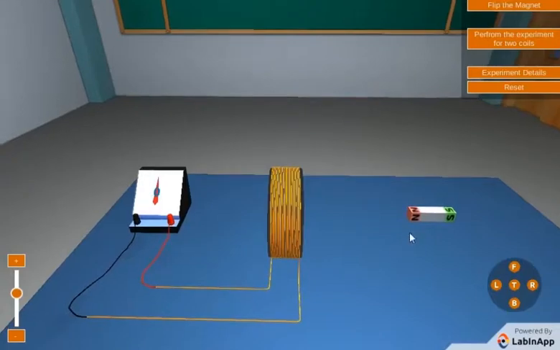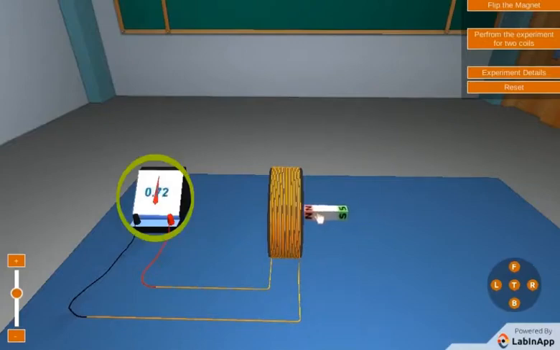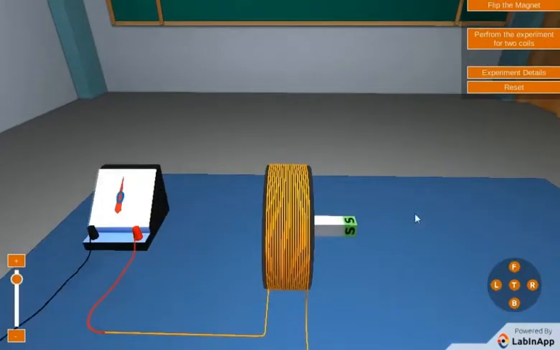Take a strong bar magnet and move its north pole or south pole towards an end of the coil by holding and dragging it. Observe the position of needle of galvanometer. There is a momentary deflection in the galvanometer needle in one direction. This indicates the presence of a current in the coil.